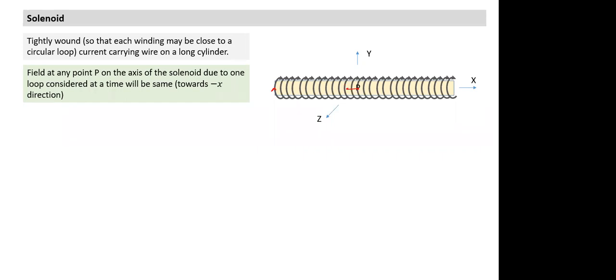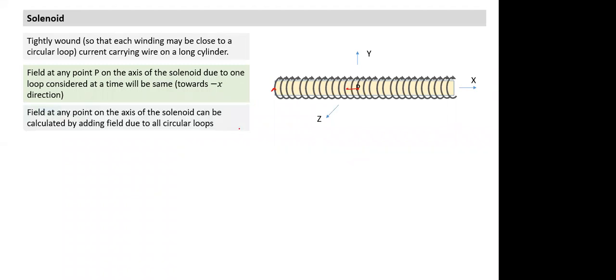So just imagine, this is a cylinder. Your fingers are going from the front into the back side. Your thumb will point towards the left. All are creating field in the same direction. Hence, I can directly add it up. There's no need for a vector sum. It's a direct scalar sum. So the field at any point on the axis can be calculated by adding the field due to all circular loops.